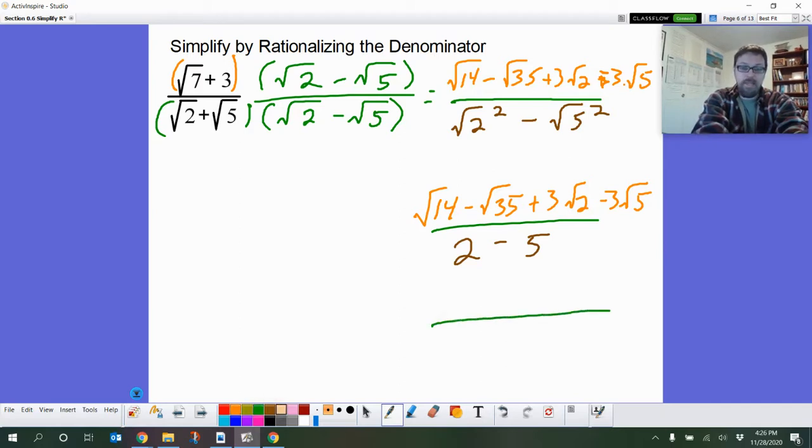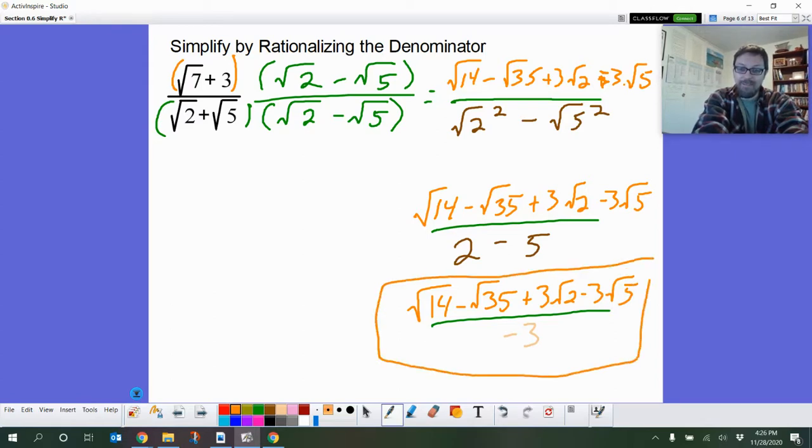Same thing with our denominator, 2 minus 5. Well, not same thing. 2 minus 5, we get negative 3. That is fully simplified at this point. And so then numerator is square root of 14 minus square root of 35 plus 3 square root of 2 minus 3 square root of 5. There we go. That is simplified. Well, simplified in the sense that it doesn't have a square root in the denominator. So that's cool.